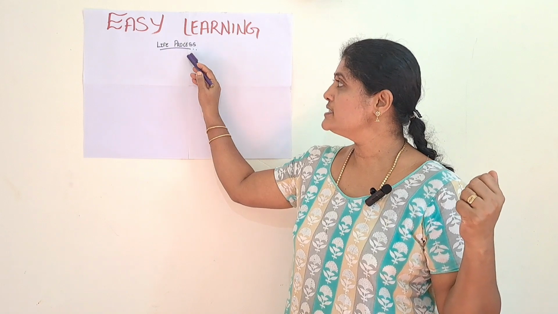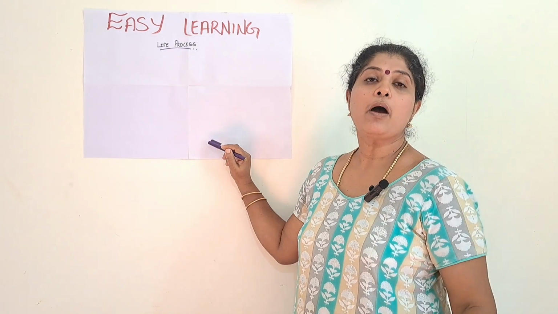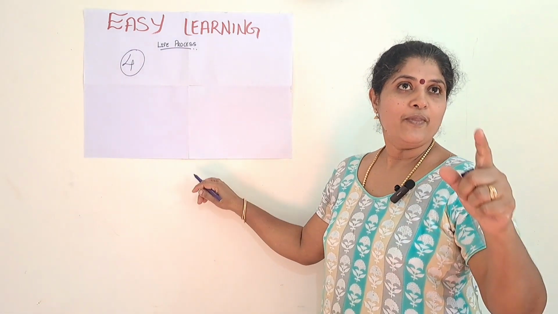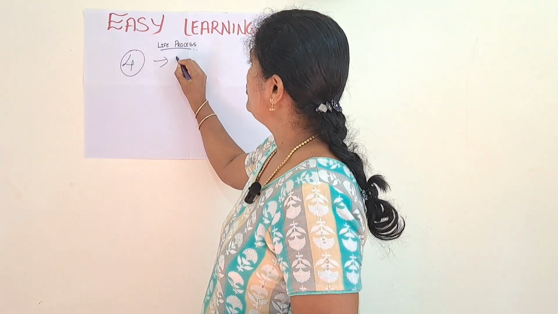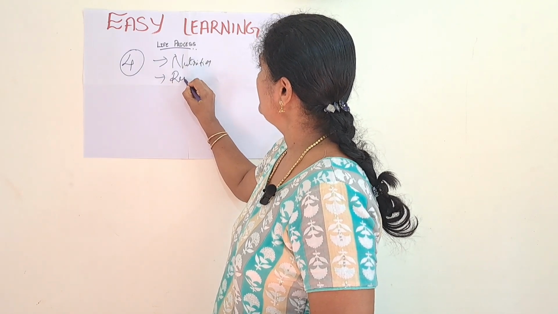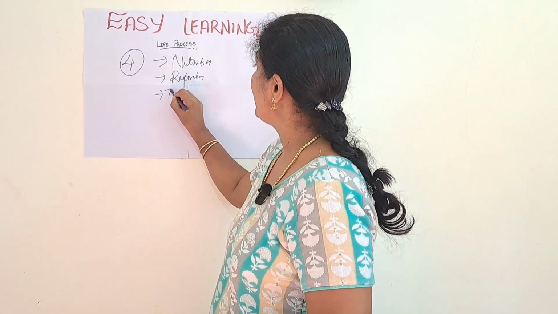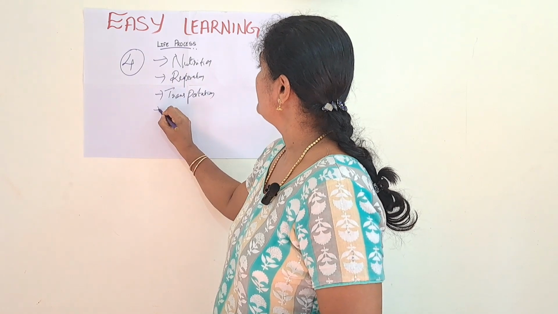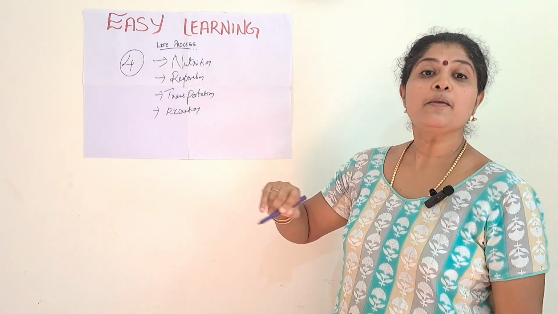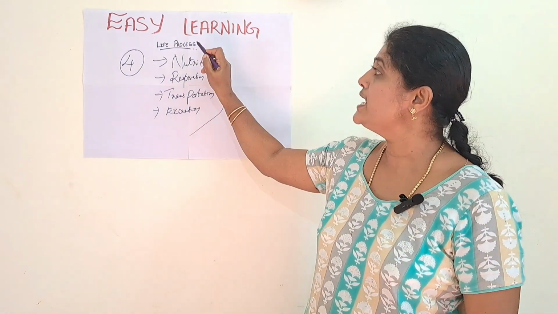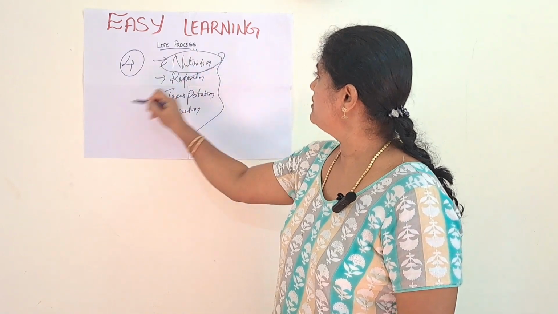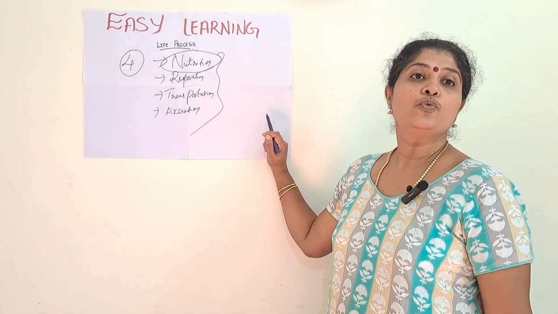In this chapter we will be dealing with four main life processes. The first one is nutrition, second is respiration, third is transportation, and the fourth is excretion. These are the four main processes which we will be discussing in this chapter, Life Processes. So first we will discuss the nutrition process.